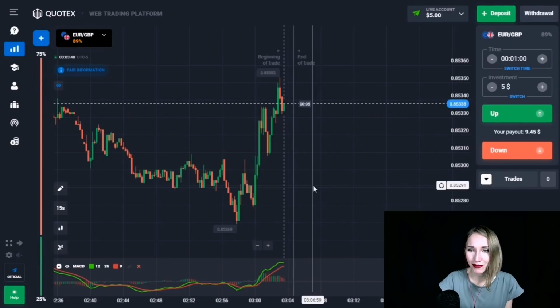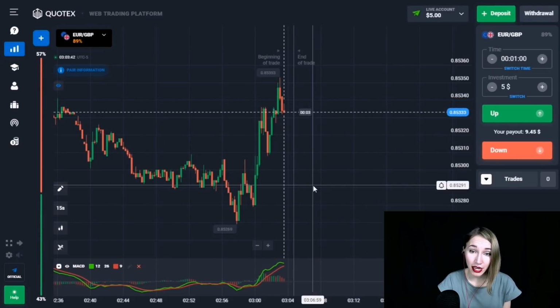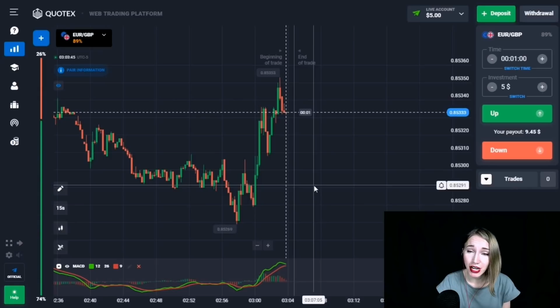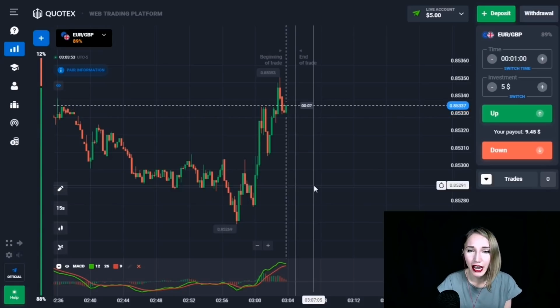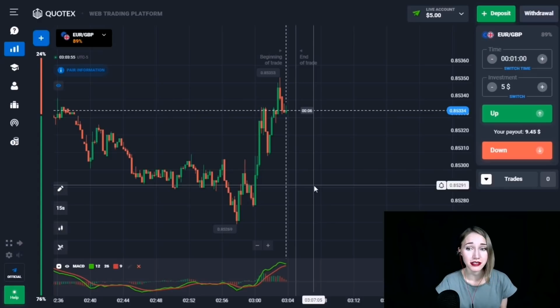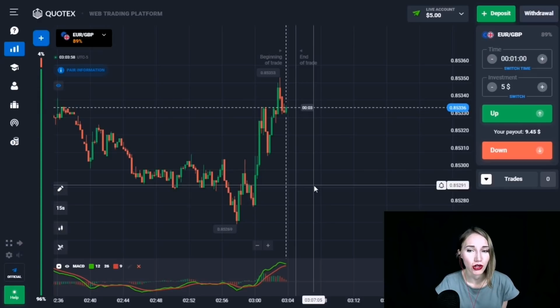So guys, let's start. Hi everyone, today we will trade on the Quotex platform and my deposit is $5 and I will try to overclock my deposit up to $15,000 today. So let's trade with the MACD indicator. This indicator helps to identify price reversal and also suggests the accumulation of volumes.